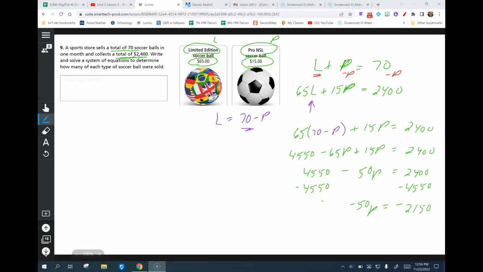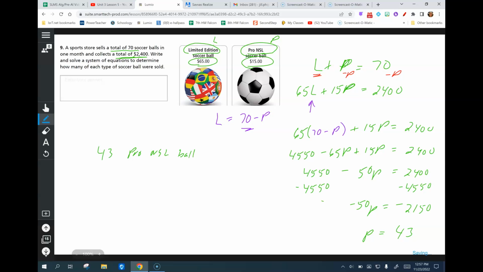Go. So now at this point you get here and you got, wait, I've got negatives. How am I going to have negative soccer balls? But notice they're both negatives. So when you divide, okay, you're going to come up with a positive of P being equal to 43. Okay, so what does that mean? P is 43. Well, P is our pro number. So we sold 43 pro soccer balls.